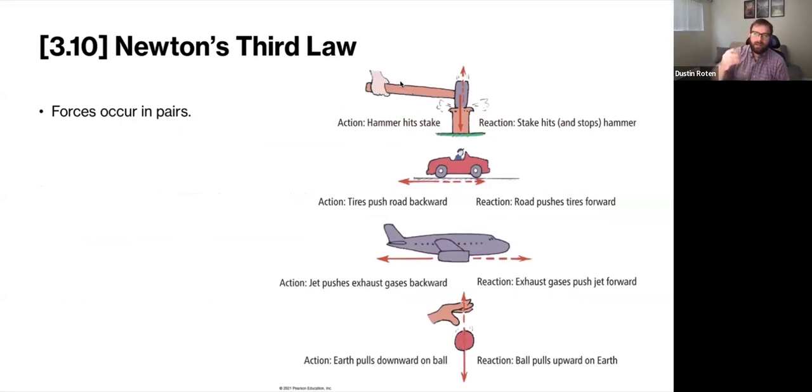We've already looked at the hammer and stake example. So the hammer hits the stake and stops the hammer. So that's coming back up. You can see that our action forces are solid vectors. Reaction forces are dotted vectors.